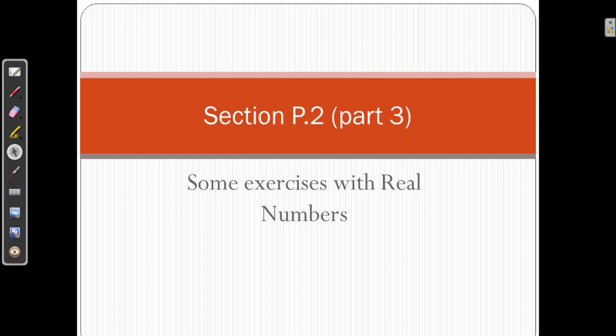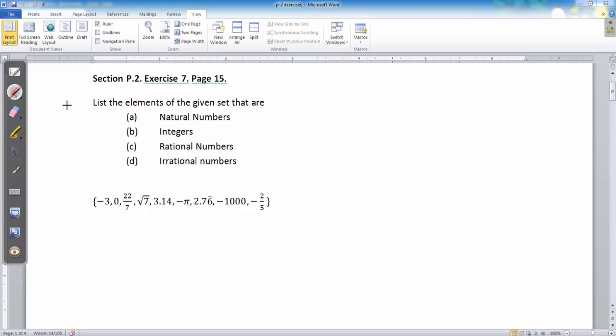I will also add annotations to the video so you can see what problems were done in the video, and that way you might be able to skip to some of the problems you actually want to see. Alright, let's get started. This is the first problem we're going to be looking at. This is from section P2. It's exercise 7 on page 15 in our book.